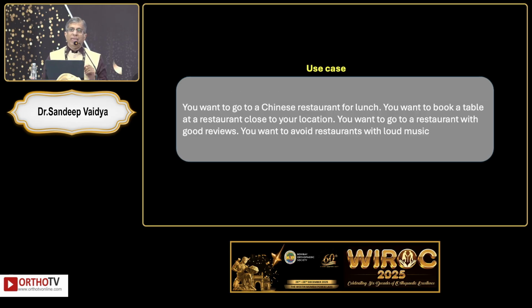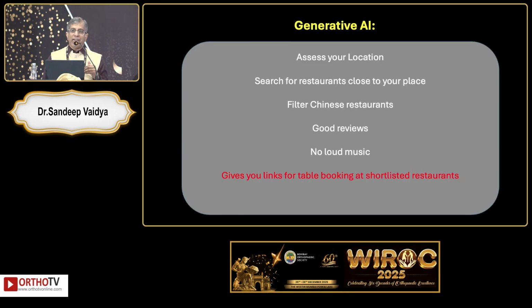To understand what I mean, let's take a simple use case. Suppose you want to go to a Chinese restaurant for lunch tomorrow, and you want to book a table there. You want a restaurant which is close to you and which has good reviews, and you want to avoid restaurants with loud music. Now, in such a scenario, what generative AI will do for you is screen and provide you booking links for one or two Chinese restaurants which are close to your place.